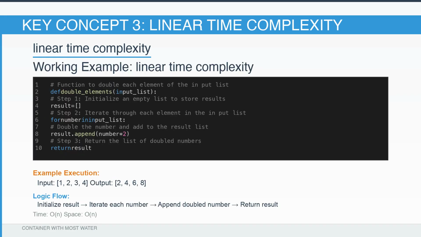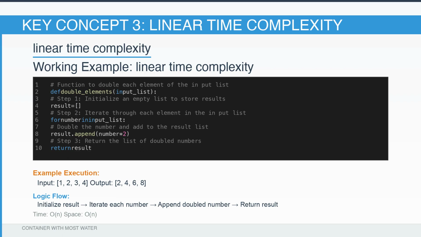In this example, we have a function called double elements that takes an input list and doubles each of its elements. First, we initialize an empty list named result, where we will store our doubled numbers. This is like preparing a container before filling it with items. Next, we move into a loop that goes through each number in the input list. For every single number, we multiply it by 2, and then add this new value to our result list.